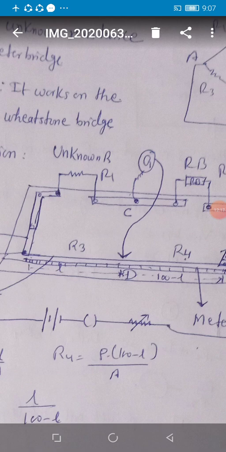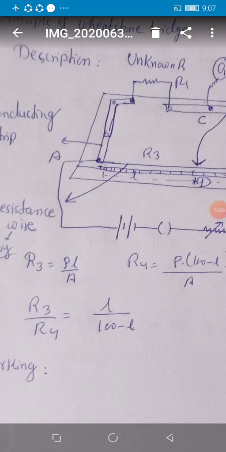One, finding out unknown resistance and determination of specific resistance. Second, verifying the law of combination of series and parallel. You can do it. What you have to do is, where I have written unknown, there you have to connect that resistance, find the balancing length and calculate from this formula.